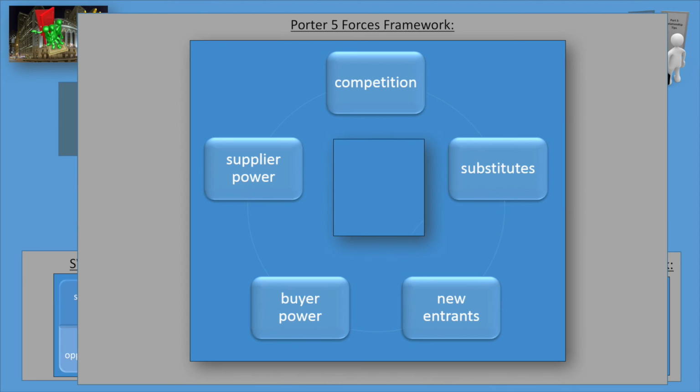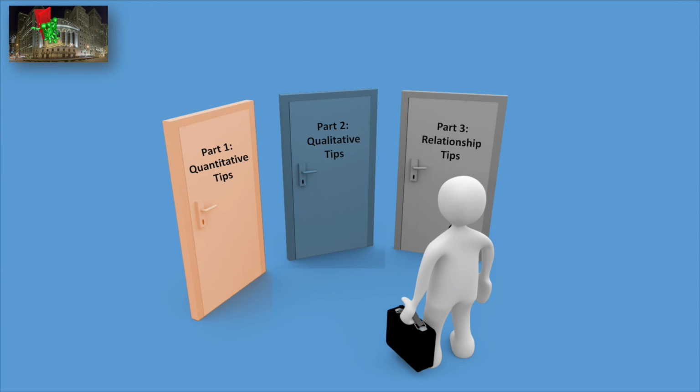And then you've got Porter's 5 Forces as well. And you can see the 5 forces right there. It's pretty simplistic, but it'll help you from a framework perspective when you're analyzing qualitative tips. Okay, good. We're done with door number 2.